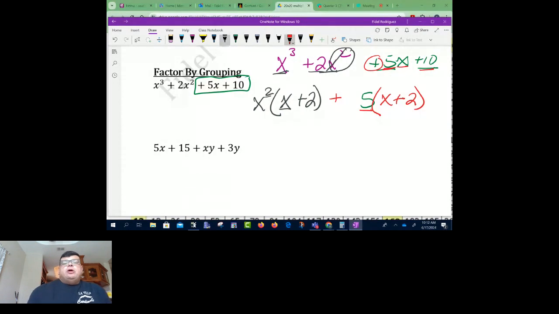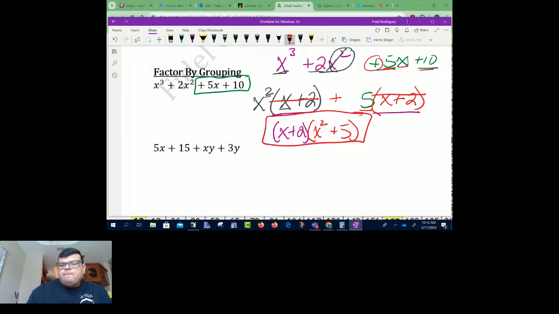Now, y'all, if we did this right, that means that that piece there and that piece there match up, which they do. So we're going to take away that x plus 2. Now remember we said if we take away this x plus 2, still got my x squared. And if I take away that x plus 2, I still have my plus 5. And we're done.